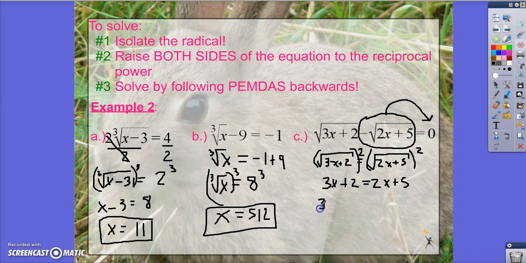I'm going to bring all the x's to the left, so I get 3x minus 2x. Keep the 5 there, bring over the 2 as negative 2. 3x minus 2x is x. 5 minus 2 is 3. x equals 3. That's my final answer. Now remember, if at any point you want to check your work, you could take each answer and plug it back into the original to make sure it works.